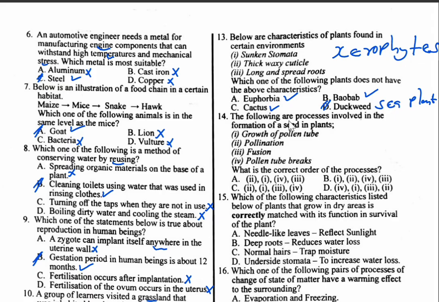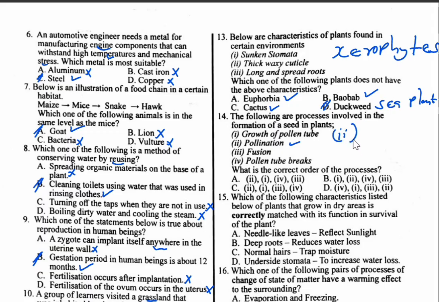The following are processes involved in the formation of a seed in plants. Roman 1, growth of pollen tube. Roman 2, pollination. Roman 3, fusion. Roman 4, pollen tube breaks. Which is the correct order of the processes? You know that for any seed to be formed, pollination occurs first. So this one is going to be the first one. So we're going to start with Roman 2, pollination.